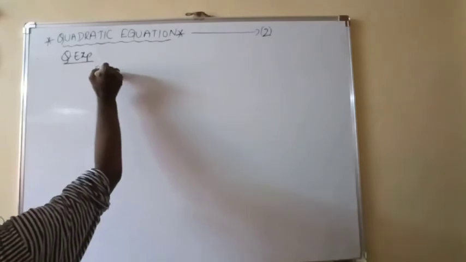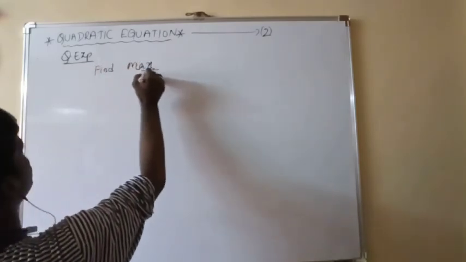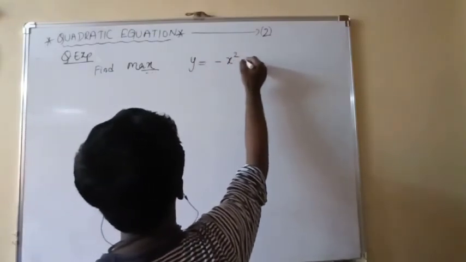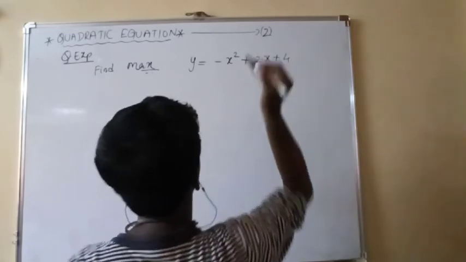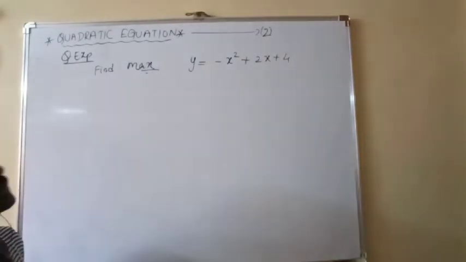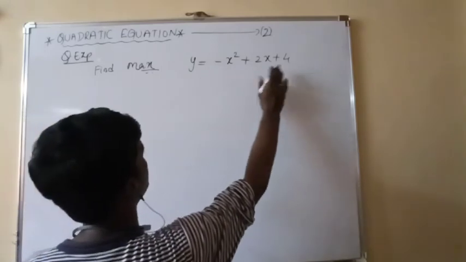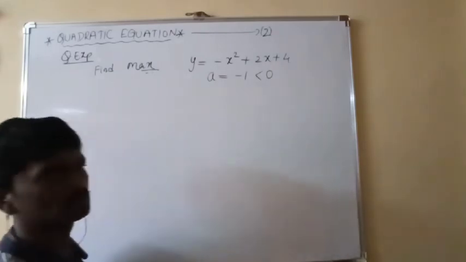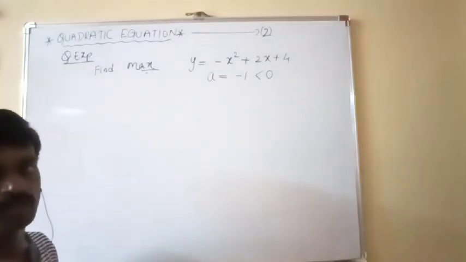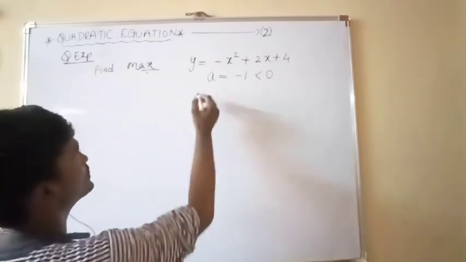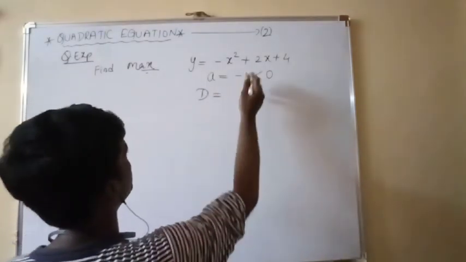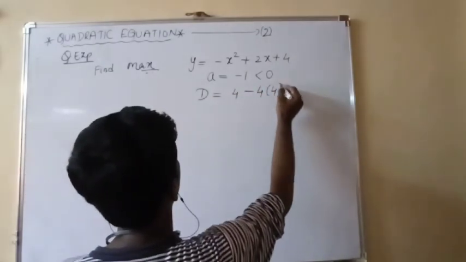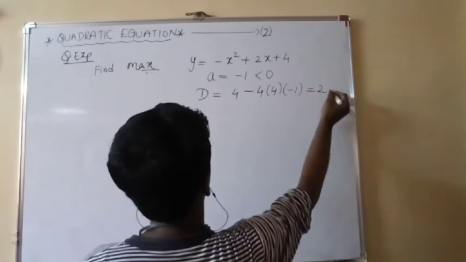Find the maximum value of the function y equals minus x square plus 2x plus 4. Comparing with y equals ax square plus bx plus c, what is the a value? Minus 1, negative. So it is a downward parabola, and it has a maximum value only. So d is equal to b square minus 4ac. b square is 4, minus 4 into minus 1. On simplifying, what will you get?